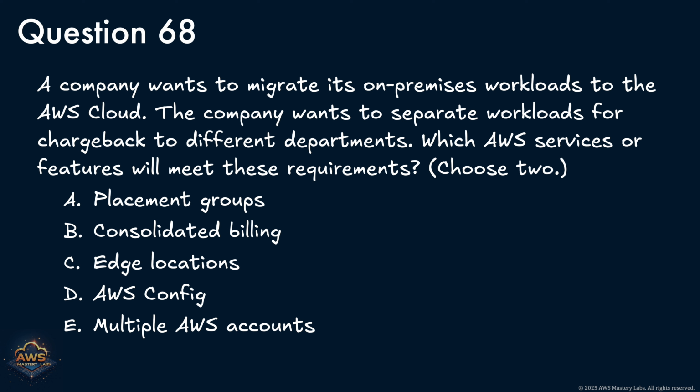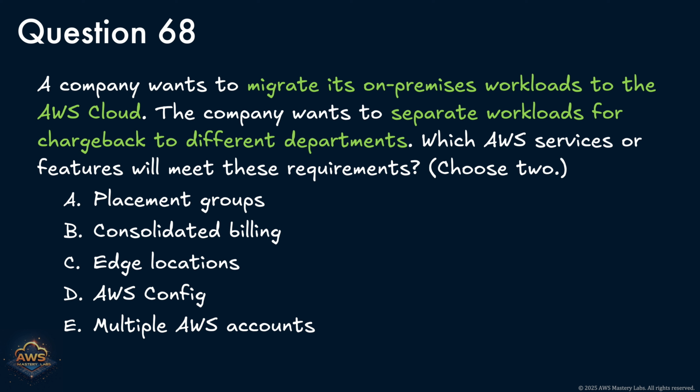A company wants to migrate its on-premises workloads to the AWS cloud. The company wants to separate workloads for chargeback to different departments. Which AWS services or features will meet these requirements? Choose 2. Let us identify and interpret key phrases in the question that will help with answering it.